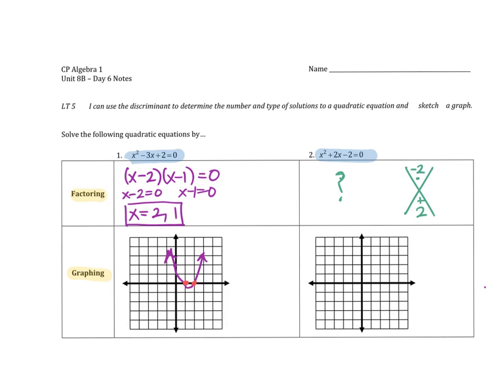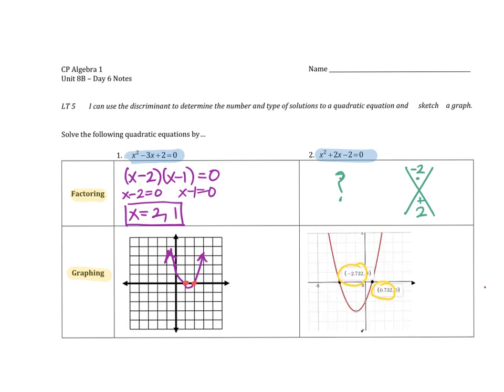I can graph it, so let me type that into Desmos and see what happens. When I graphed it, I did get solutions of -2.732 and 0.732, but the problem is those are now approximate, right? So those are the right answers, but we're now working on finding exact solutions. So I'm going to put a question mark there.